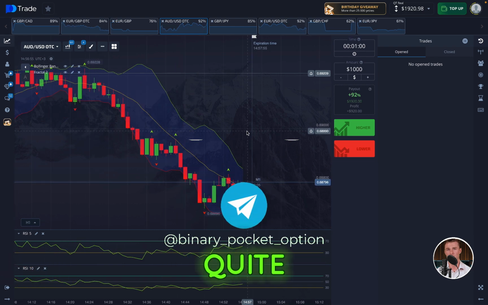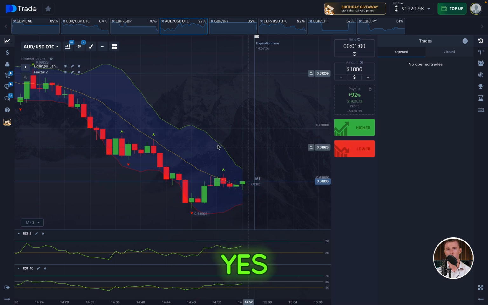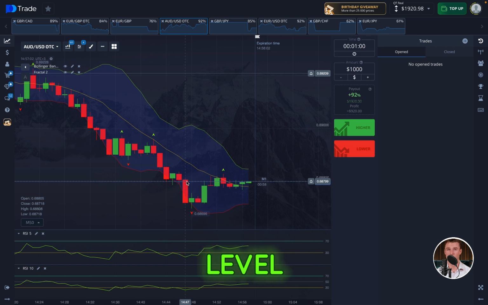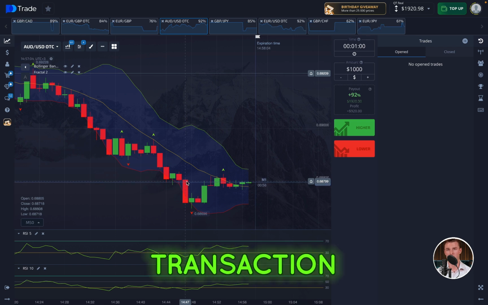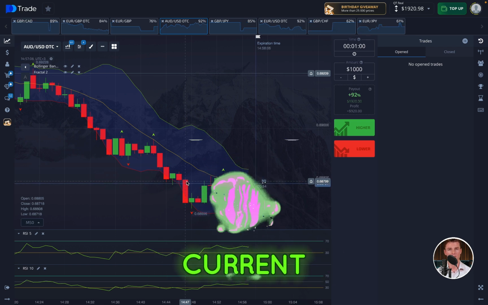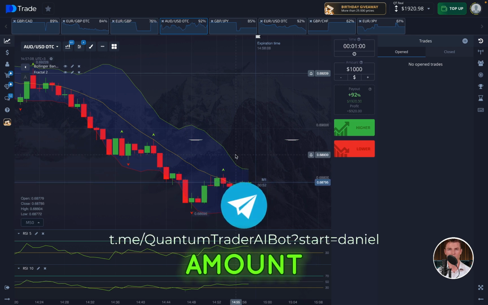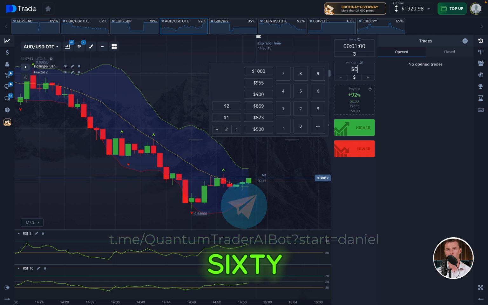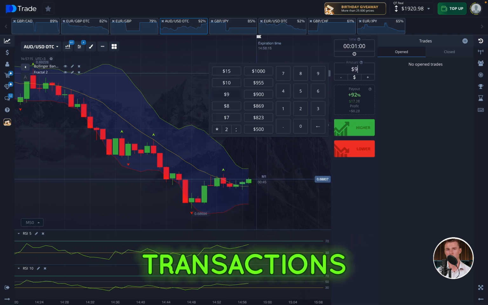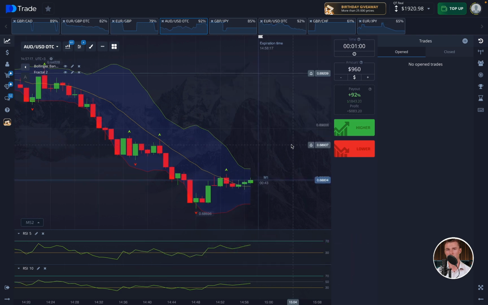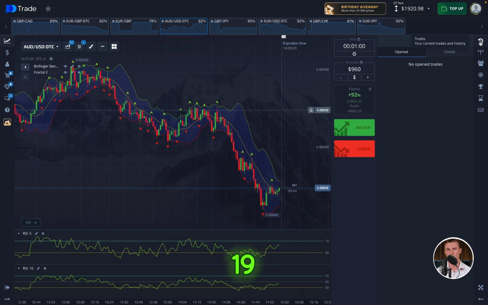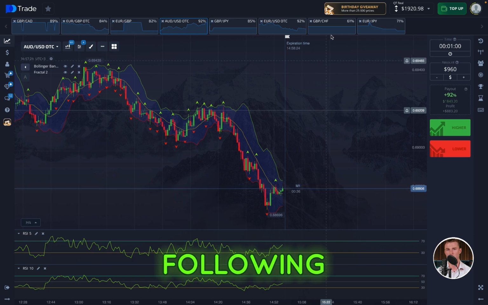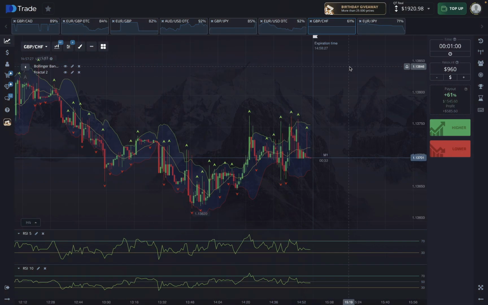The movement is quite stable now, yes, without sudden impulses, but nevertheless, the correct opening level and the timing of the transaction opening led me to my current success. I will change the amount of the transaction value. I will put 960 cents and open 2 transactions for the entire balance, namely for the amount of 1920. Let's get started, and we will select the following currency pair.